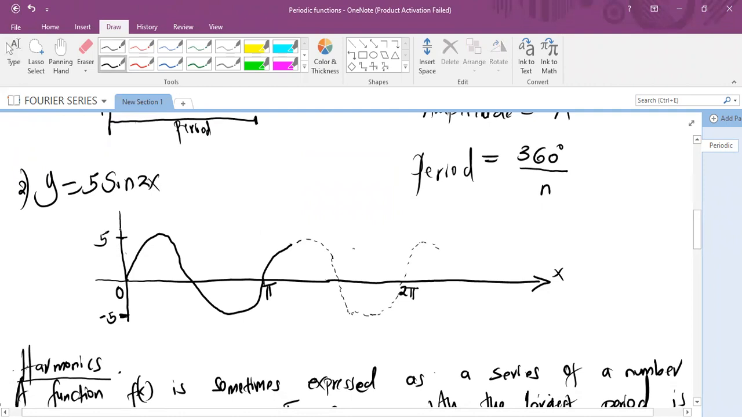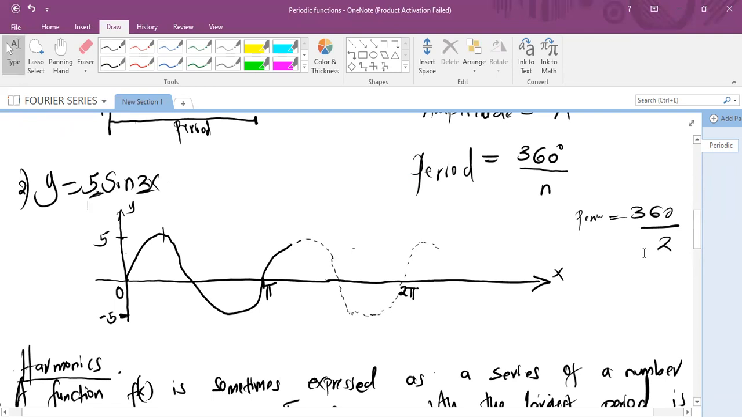Whereby the displacement on the y-axis will be 5. So obviously that will be our amplitude, and it will start repeating itself after pi, that is after 180 degrees. So our period will be 180. So clearly we said that period is equal to 360 divided by n. So 360 divided by our n here, as you can see, is 2. So our period is obviously 180 degrees and our amplitude is 5.